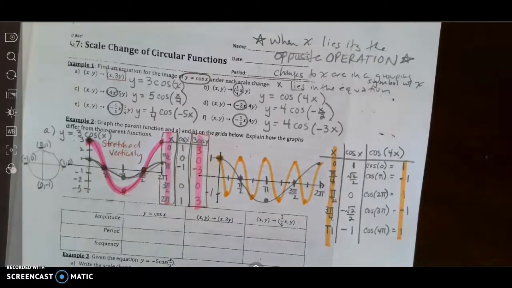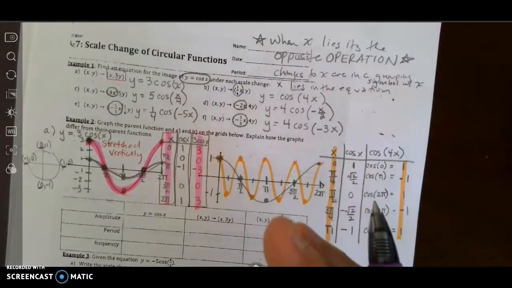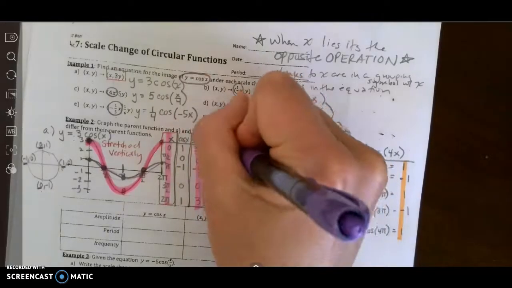So, as you can see, for this one, what has happened is I have stretched or compressed, I guess I could say. I haven't stretched it. I've compressed it horizontally.